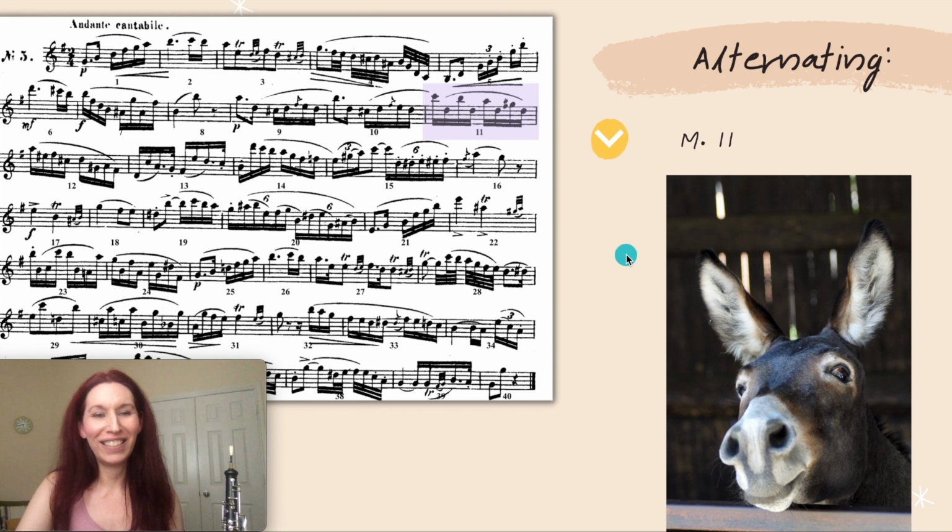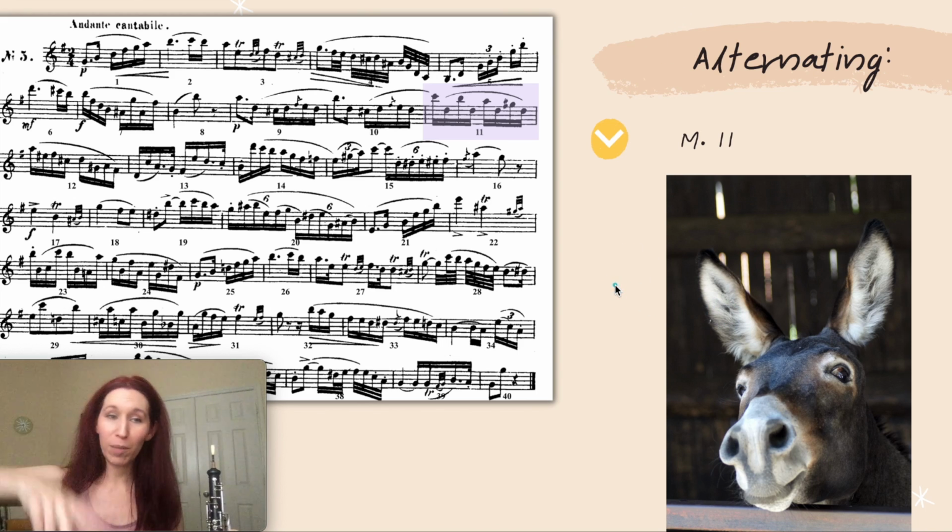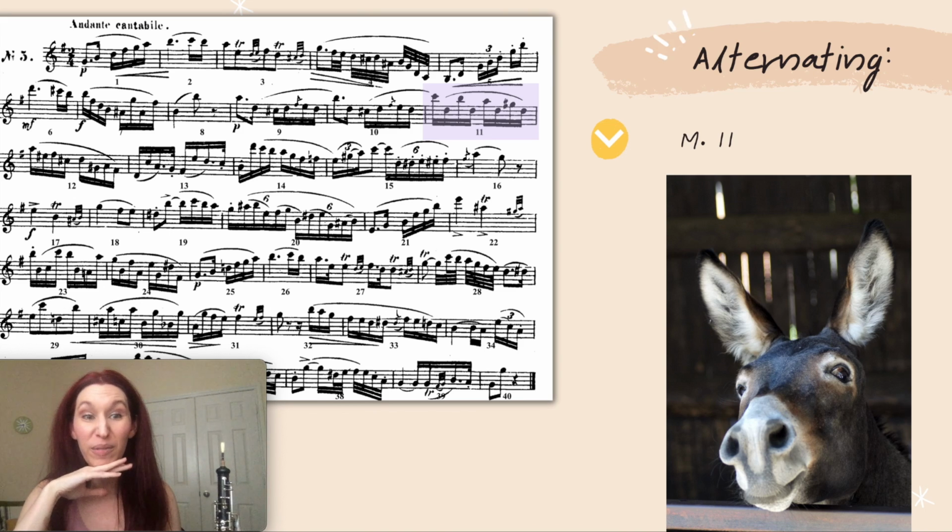lucky measure 11. And I have a donkey here because I'm sure you've noticed that when we're bouncing back and forth between different registers, we often sound kind of like a donkey. It's not so great, so we have to work at that. Measure 11 is its own special thing that you can practice.